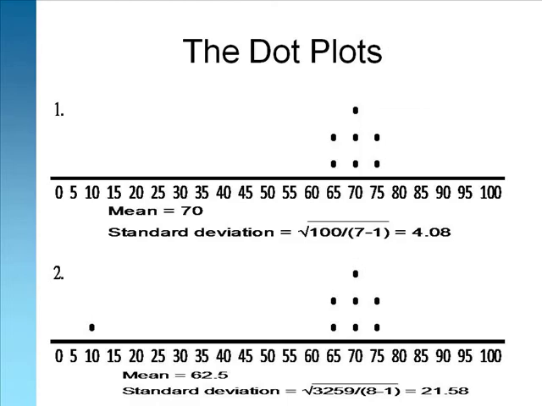The dot plots illustrate the difference that one low data point can make to the mean and standard deviation. They do not represent the majority of the data in the second exercise. A 5-number summary would represent this data better. See the next slide.